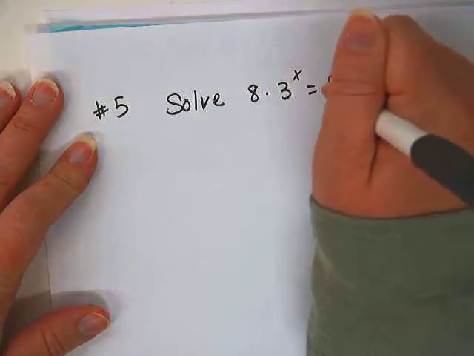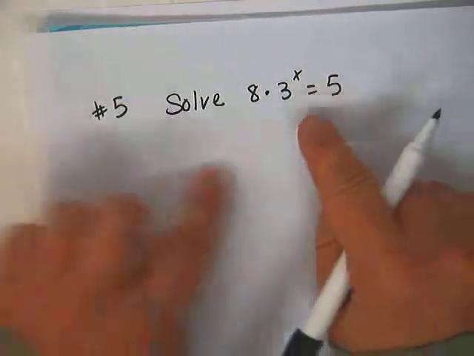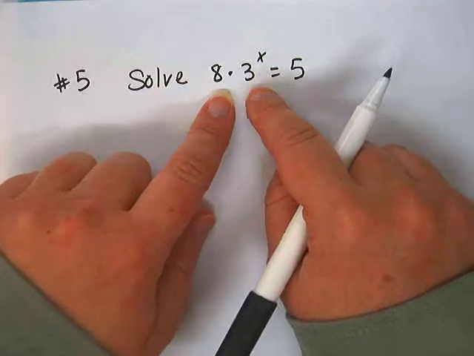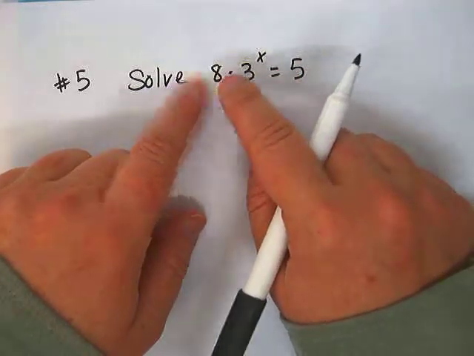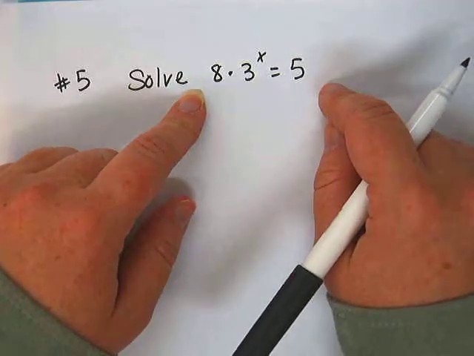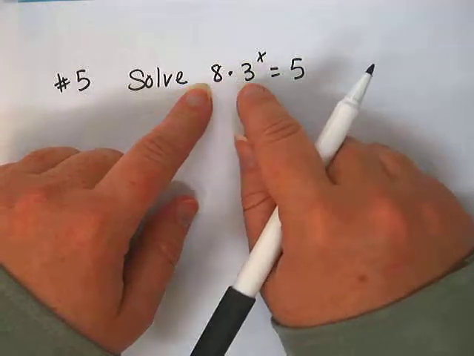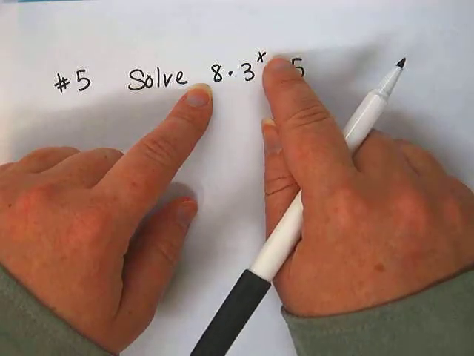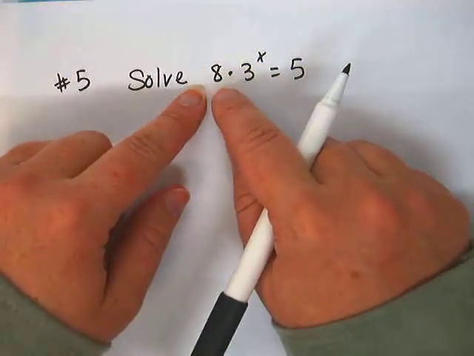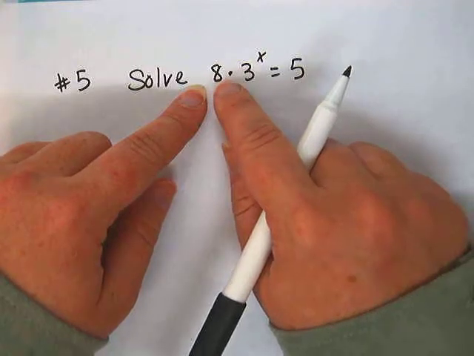Alright, let's do example number 5, where we are going to solve 8 times 3 to the x power equals 5. So we have an exponential, so to solve an exponential we would generally use a logarithm, but because we have this extra 8 here, it's not easy to just change it to a logarithm at this point, because we can't go 8 times 3 is 24 to the x power, because it's 3 to the x power, not 24 to the x power, and it just happens to be multiplied by this extra 8.